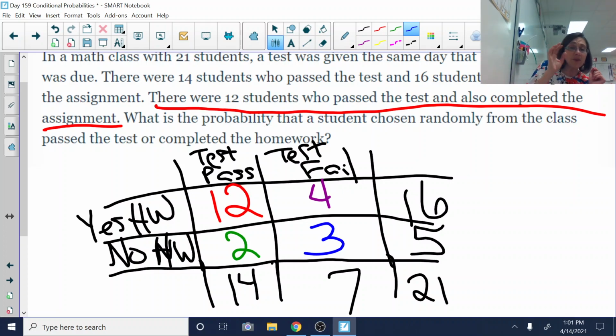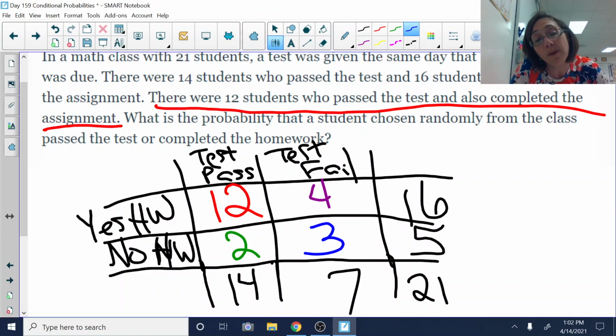So check all the colored numbers, add up all the colored numbers, and see if it adds up to all 21 kids being accounted for. So the 12 plus the 4, that's 16, plus 2 more, that's 18, plus 3 more. Yep, that gives us our 21 kids.